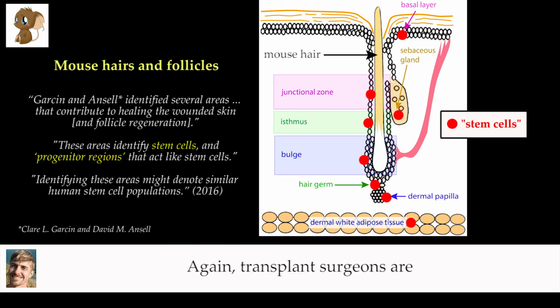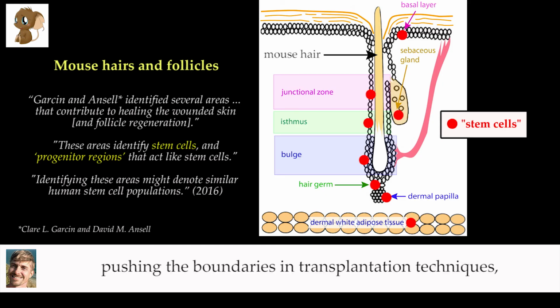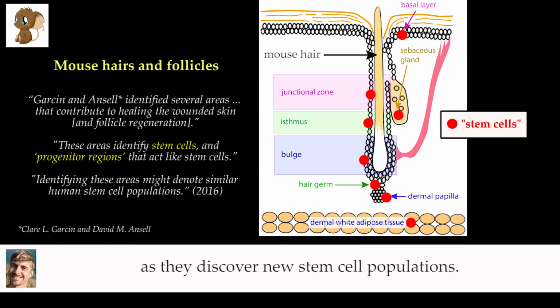Again, transplant surgeons are pushing the boundaries in transplantation techniques as they discover new stem cell populations. In this next video, Dr. Cole describes how harvesting upper follicle stem cells can potentially deliver a new implanted follicle and preserve the original donor follicle, so you could get 2 hairs from 1 follicle.